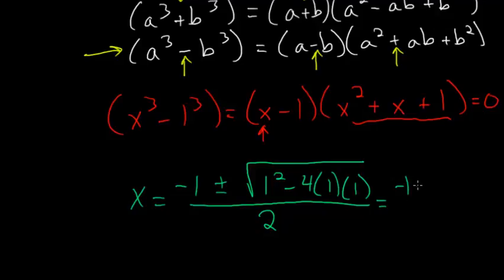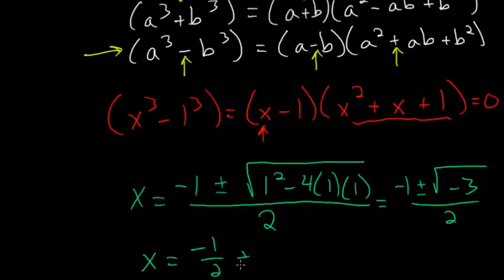So we have minus 1 plus or minus the square root of 1 minus 4, which is just minus 3, divided by 2. So x is equal to minus 1/2 plus or minus, here we can factor out the square root of negative 1, which is i. So we have i times the square root of 3 divided by 2. So in summary, the x values that satisfy this equation when it's equal to 0 are these two values here and simply 1.